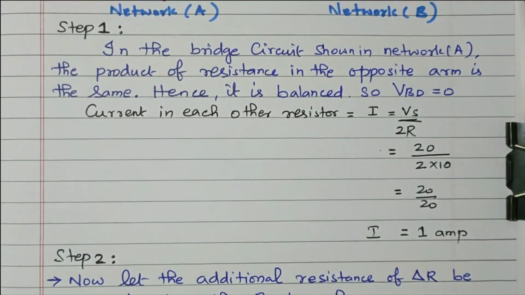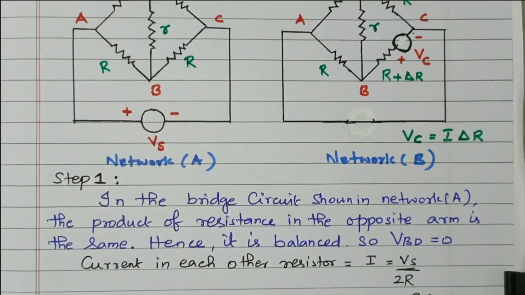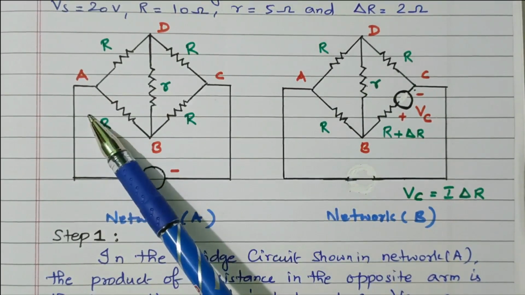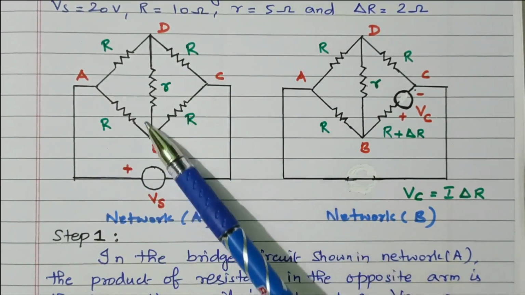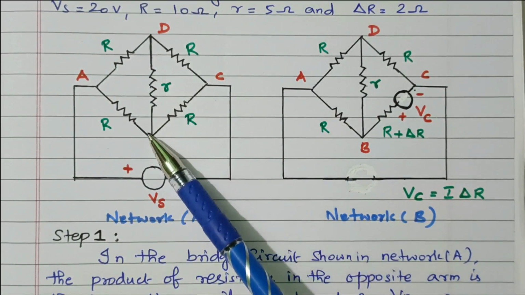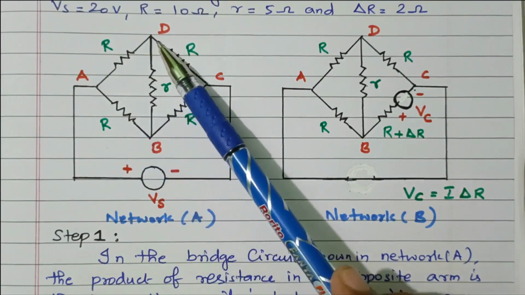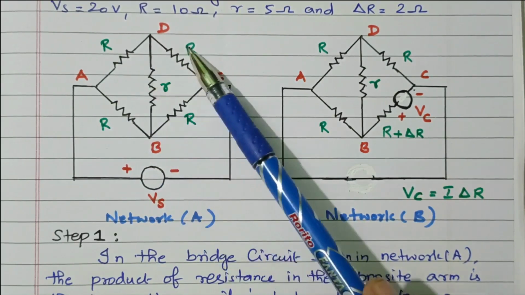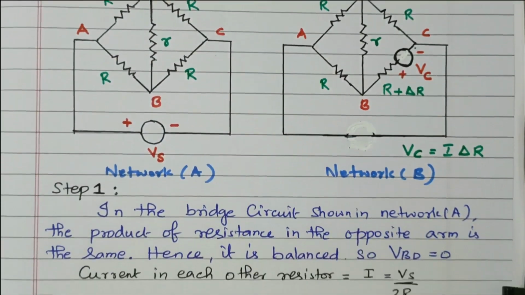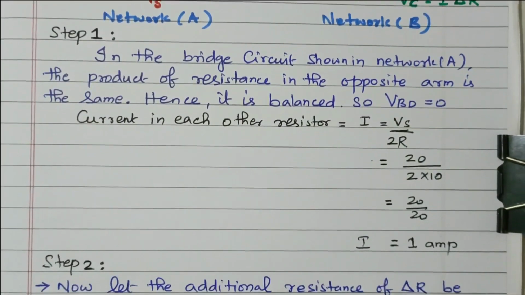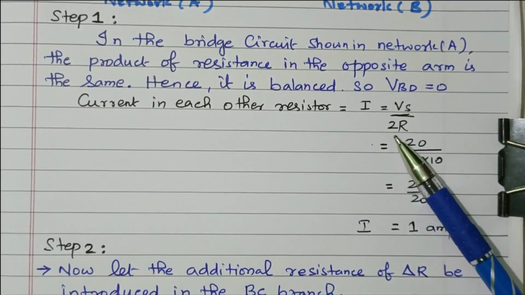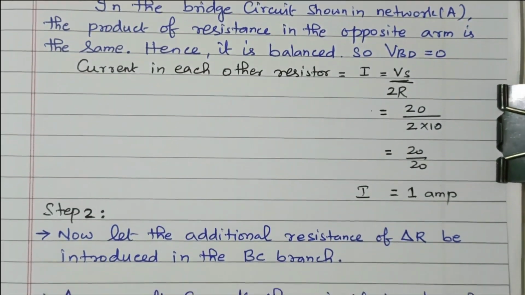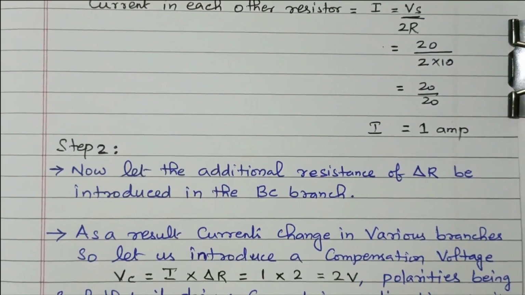We will see how it is 2R in this network. All the R values are equal, so the bridge is balanced. The voltage drop across the small r is 0, so these two resistors become series connected, and these two resistors are also series connected. So R plus R is 2R. By using 2R we calculated the current I. Because of the balance, it becomes 2R. Now we'll go to how to find the compensation voltage.